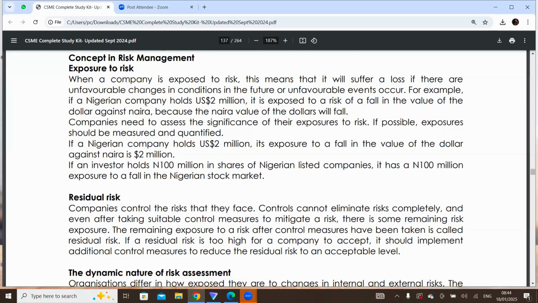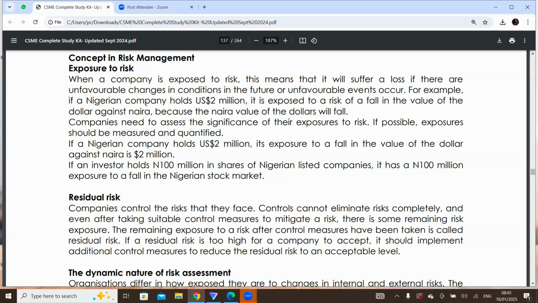When a company is exposed to risk, this means that it will suffer a loss if there are unfavorable changes in conditions in the future or unfavorable events occur. For example, if a Nigerian company holds $2 million, it is exposed to a risk of a fall in the value of the dollar against Naira, because the Naira value of the dollar will fall. Okay. So exposure to risks.